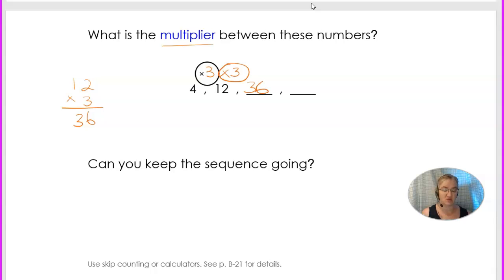You can see how our numbers get bigger quite quickly when we're doing this. So the space in between, again, our multiplier is 3. Now we're going to take 36 and multiply it by 3. 3 times 6 is 18, so we put the 1 up there, bring the 8 down here. 3 times 3 is 9, and 1 more is 10. So again, you can see how it gets really big really fast, right? Because our next number is 108.